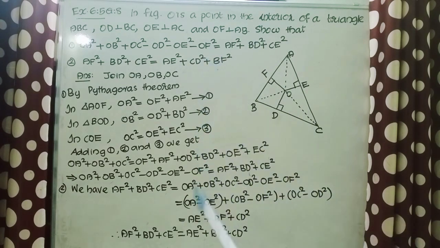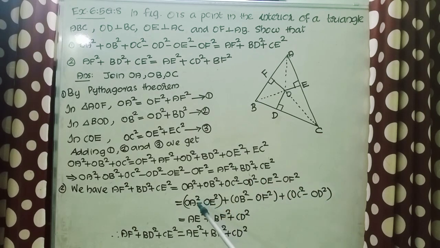Now we need to prove one more. Let us consider the first result: AF square plus BD square plus CE square equal to OA square plus OB square plus OC square minus OD square minus OE square minus OF square. We have just swapped the left hand side and right hand side. Now we are going to rearrange the right hand side: OA square minus OE square, we have written it together. Next OB square minus OF square. Next OC square minus OD square.